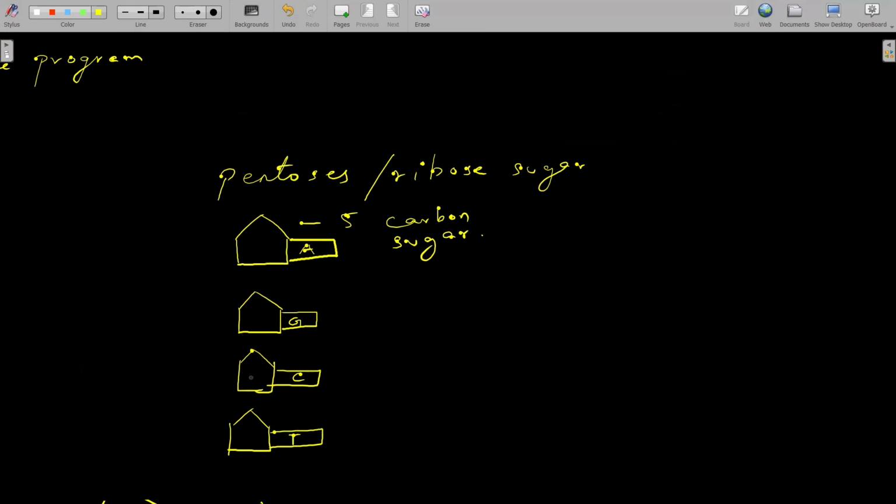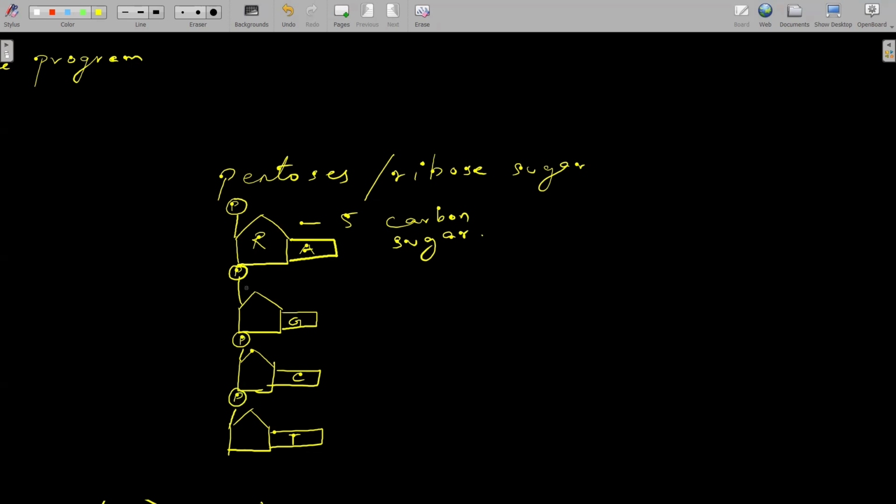We need a backbone, right? You need a backbone to attach these, the ribose sugar and the nitrogenous bases should be attached to each other. For that, there is a backbone called the phosphate that is tied to this. So this is a ribose sugar, these are bases, and this is a phosphate group. This phosphate group will make the backbone of this strand.